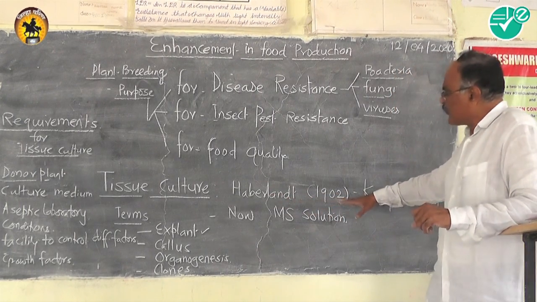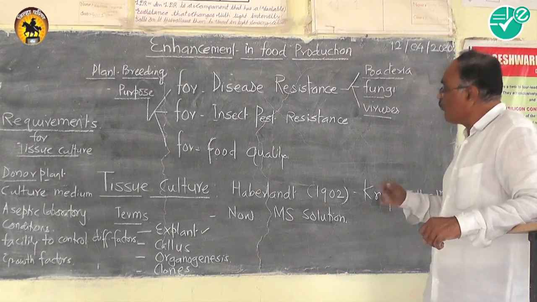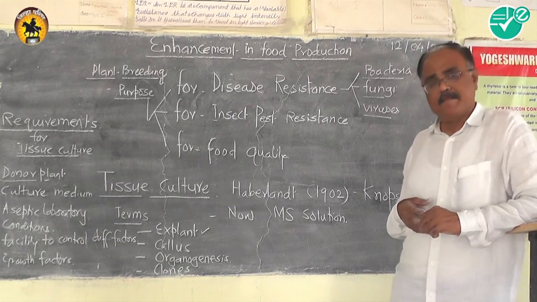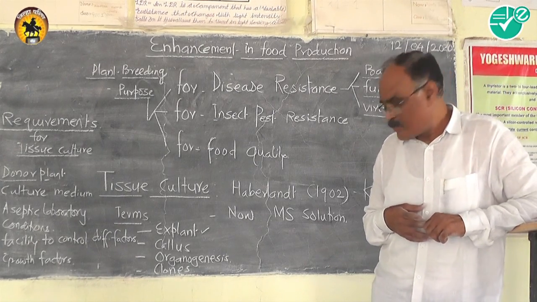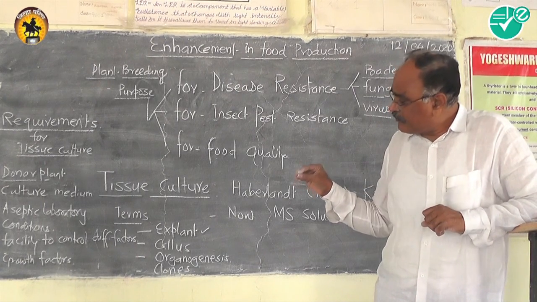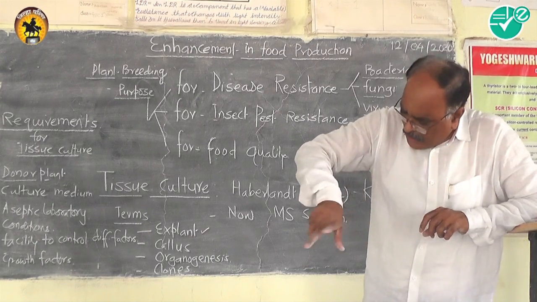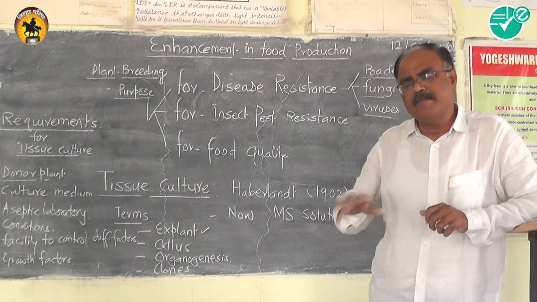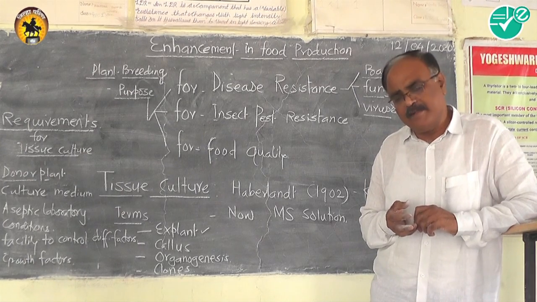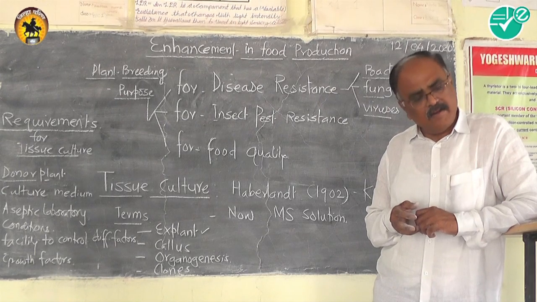Haberlandt, the father of tissue culture, used Knop's salt solution. Now we are using MS solution, this is Murashige and Skoog solution. Here that solution, which is liquid, may get solidified by adding a polysaccharide from red algae. This is called agar-agar.